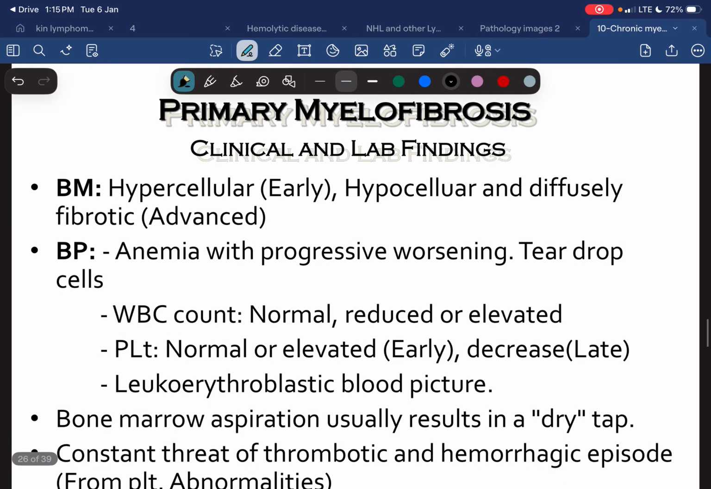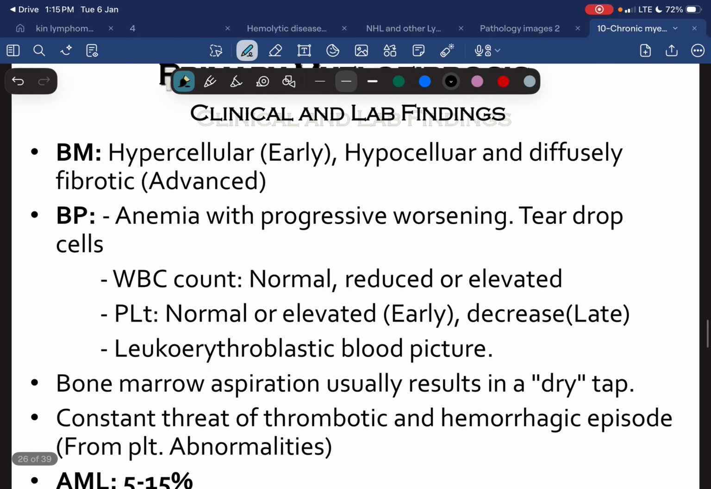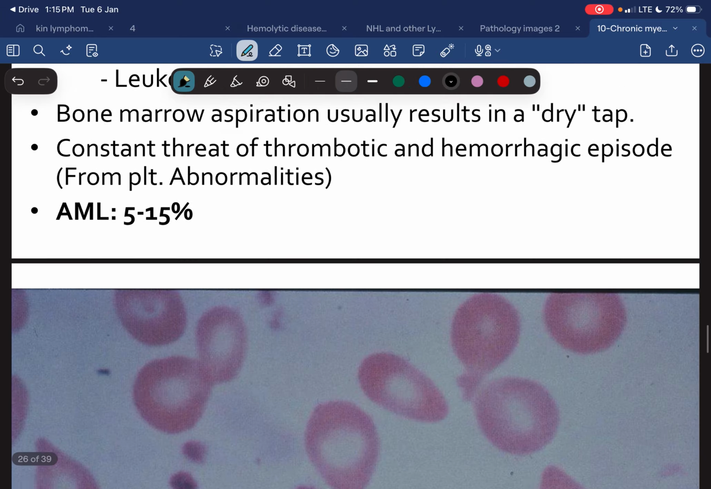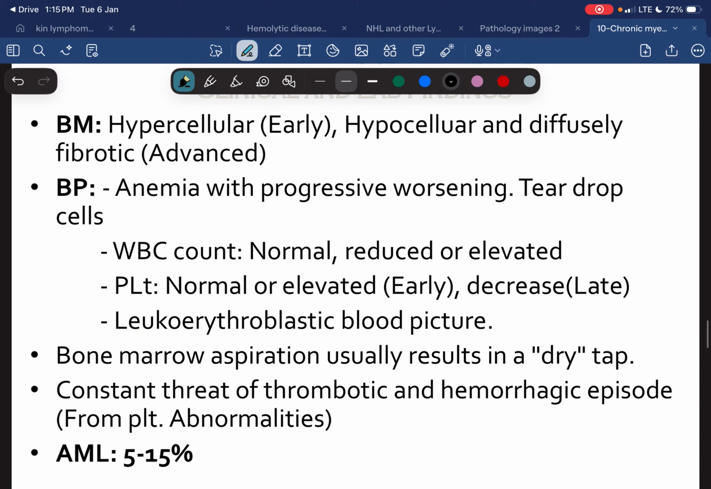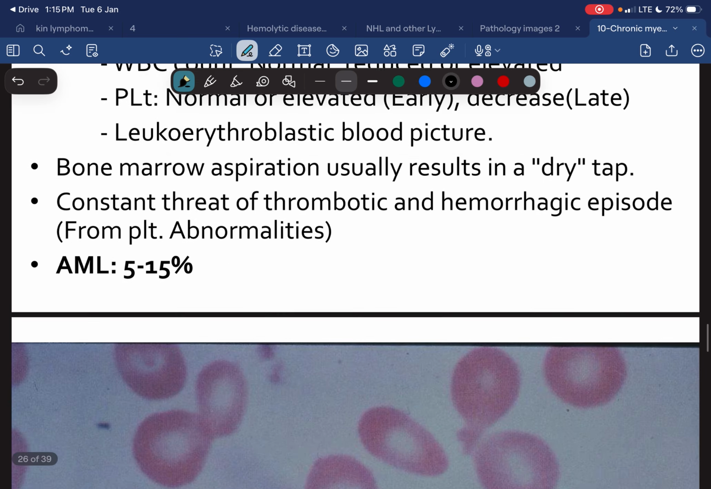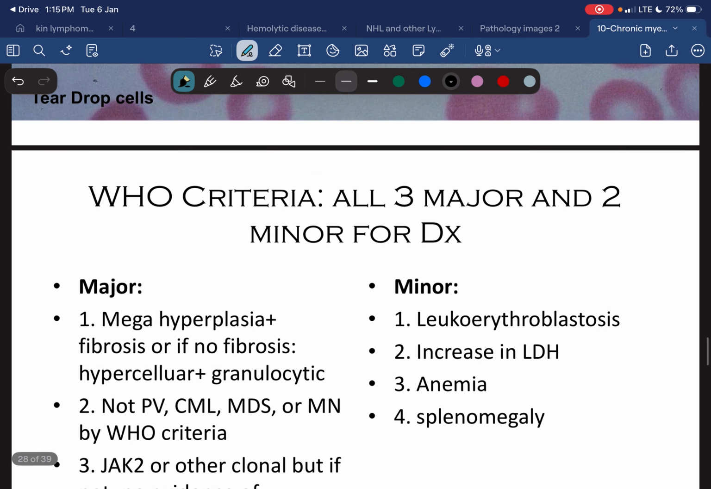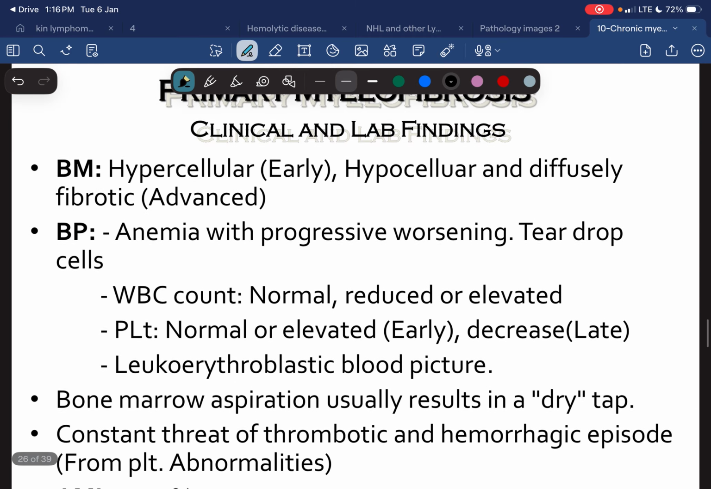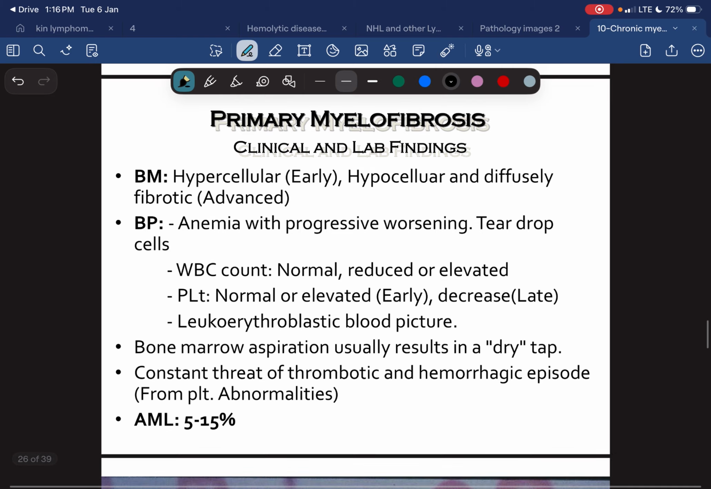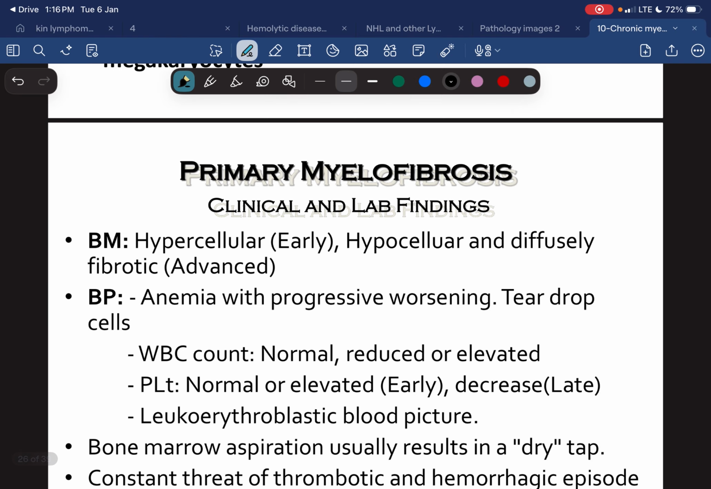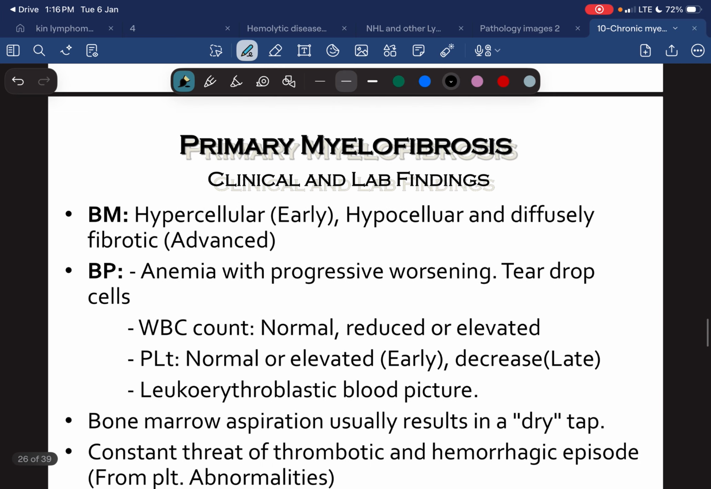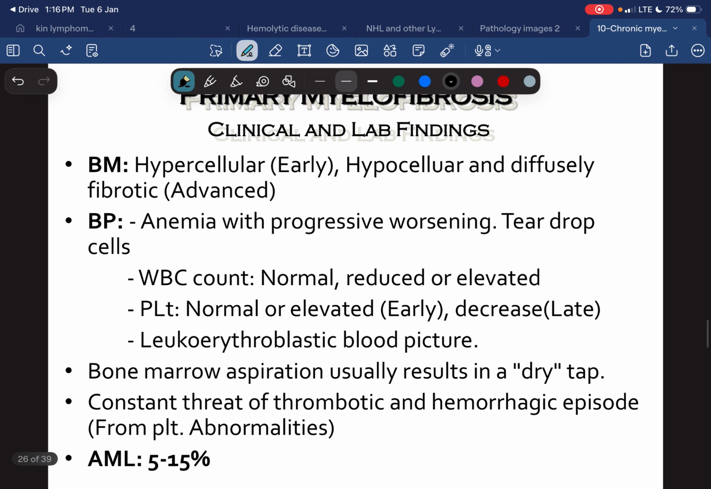These neoplastic megakaryocytes secrete platelet-derived growth factor and transforming growth factor beta. Both are fibrogenic factors inducing the deposition of fibrous tissue in the bone marrow. The bone marrow is hypercellular early in the disease, but after that will be hypocellular and diffusely fibrotic. Okay? Peripheral blood, we have anemia with progressive worsening presentation. Blood film shows teardrop cells in the RBCs.